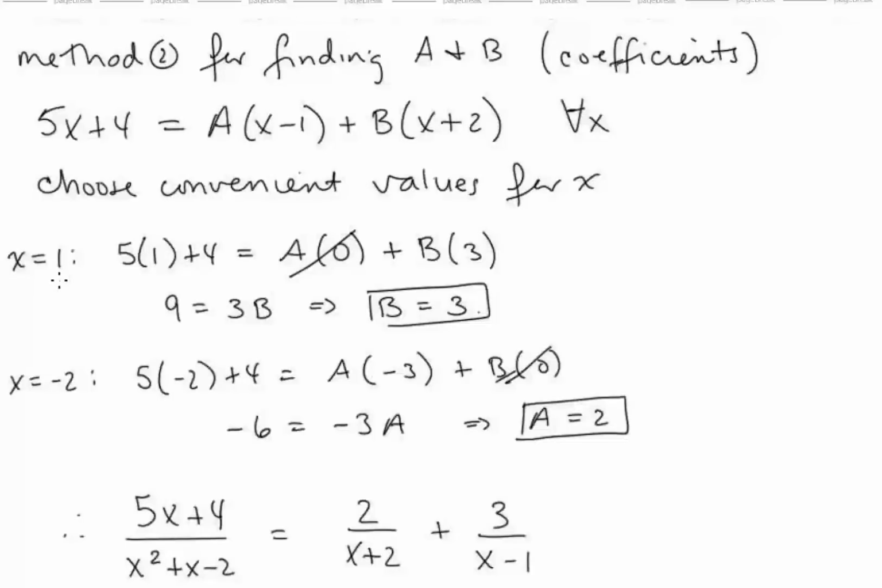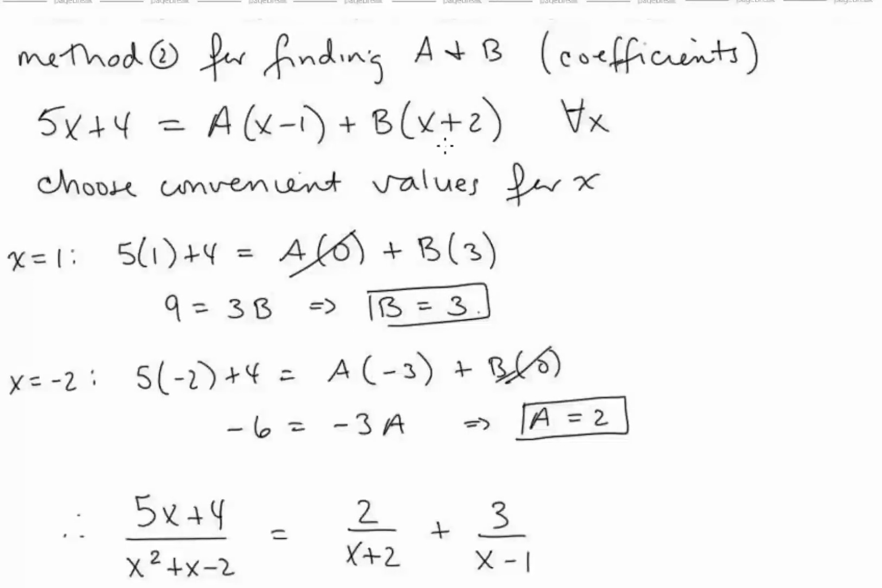So letting x equal 1, on the left-hand side we get 5 times 1 plus 4. On the right-hand side we get a times 0 plus b times 3. And so we get 9 is equal to 3b and b is equal to 3.